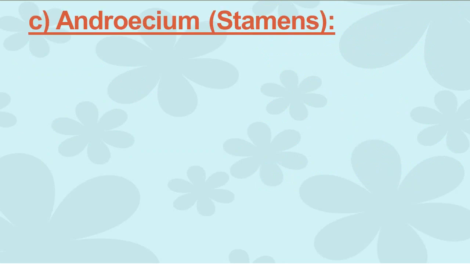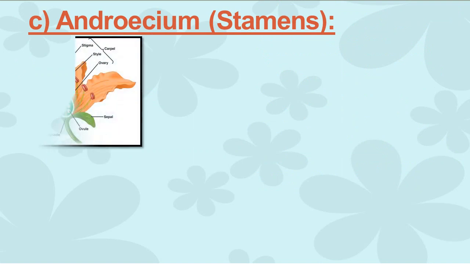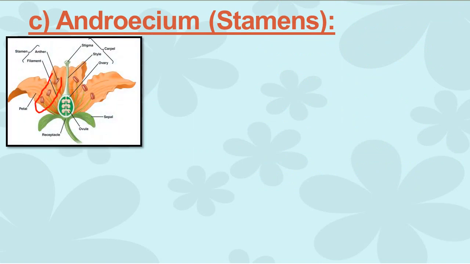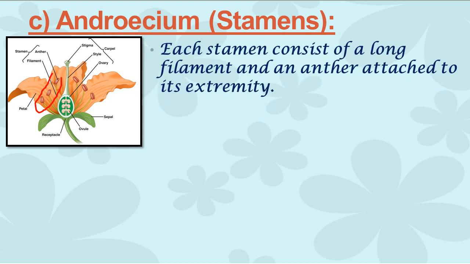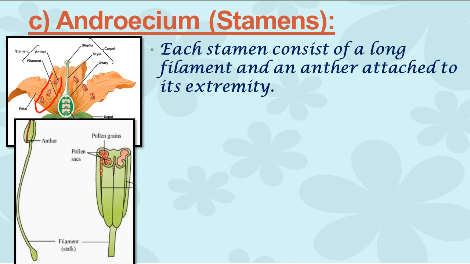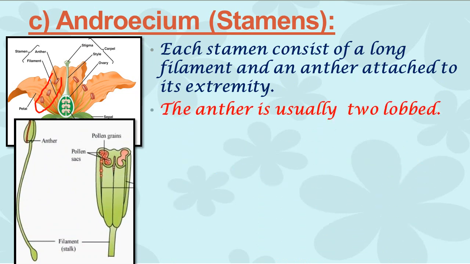Our next floral part is the androecium, or stamen. This is the male reproductive part. Here I have shown a picture of a flower in which you can clearly observe the stamen, or androecium. It contains two parts, the anther and the filament, which is an elongated tube-like structure. The number of stamens in different flowers may vary from a few to a large number, and each stamen consists of a long filament with the anther attached at its extremity. The anther is usually two-lobed, also called a bilobed anther.